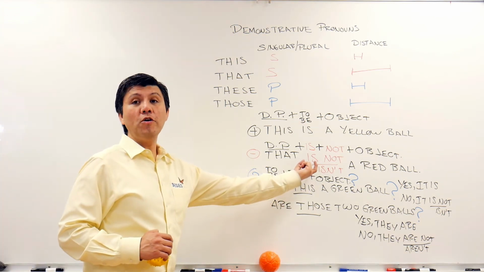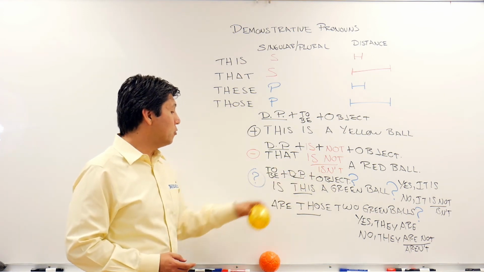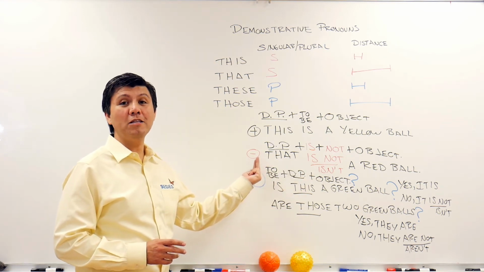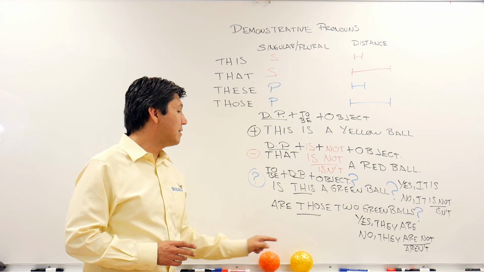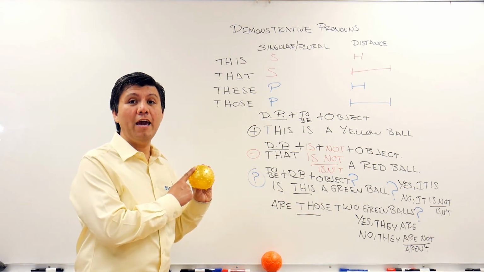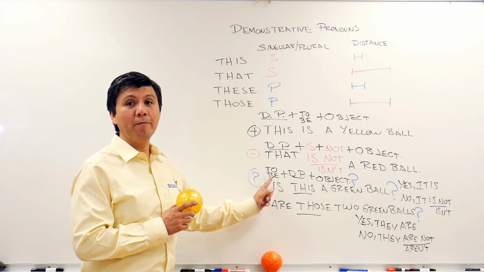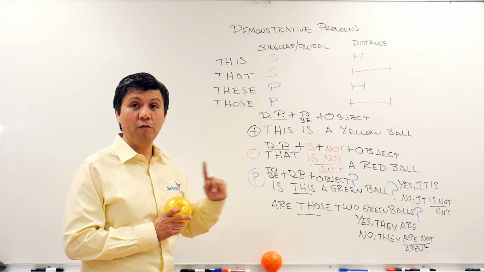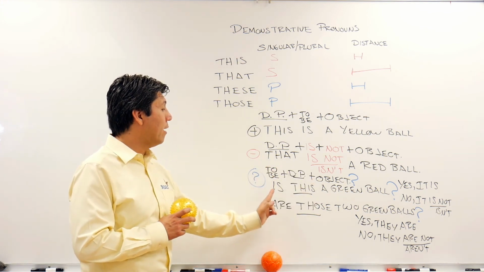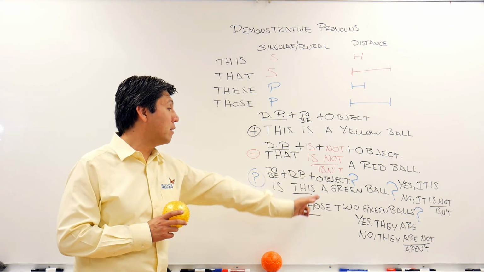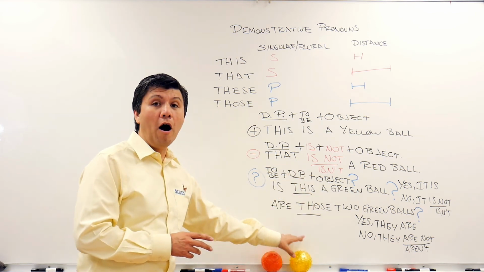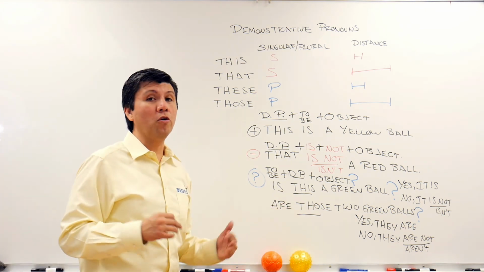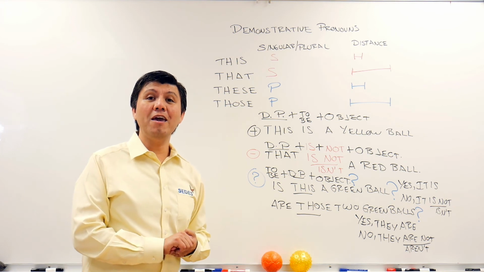Questions. All you have to do is to take the verb to be and put it at the beginning of the expression. Is this a green ball? Formula is verb to be, then demonstrative pronoun and the object. Very important, question mark. Are those, plural, certain distance, 2 green balls? Yes, they are, or no, they aren't.